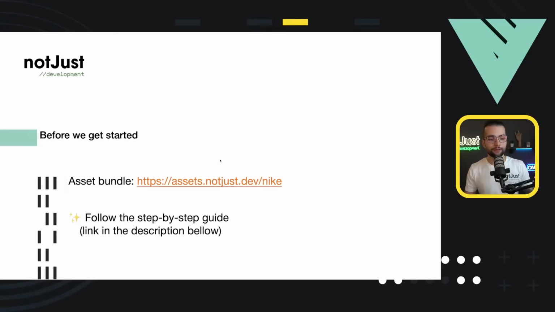Yes, before we get started, make sure to download the asset bundle by going to assets.notjust.dev/Nike. That asset bundle contains some dummy data, some pre-made components, and other important information and files that we will need throughout this build, to make things even easier for you. So you will not focus on writing dummy data, but on actually building and learning how to create mobile applications with React Native.